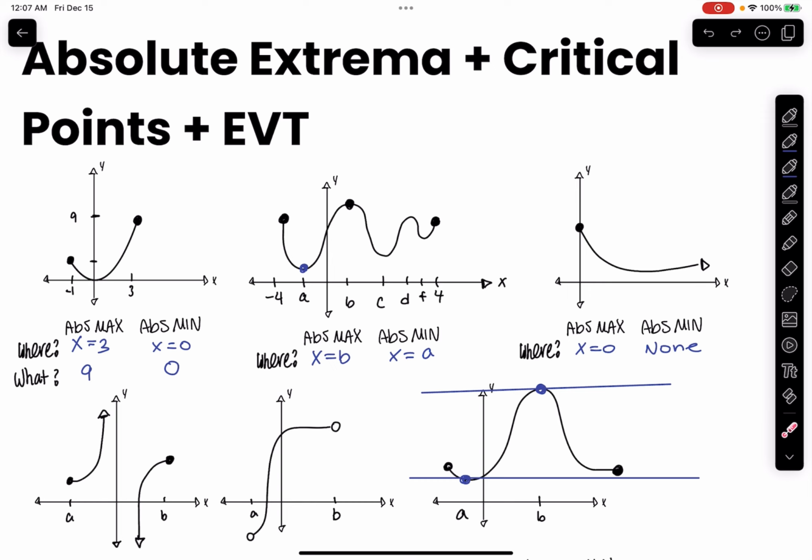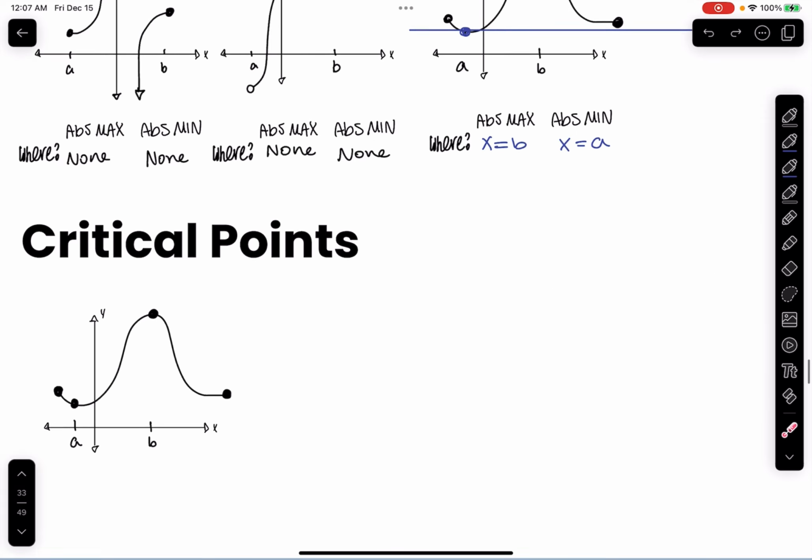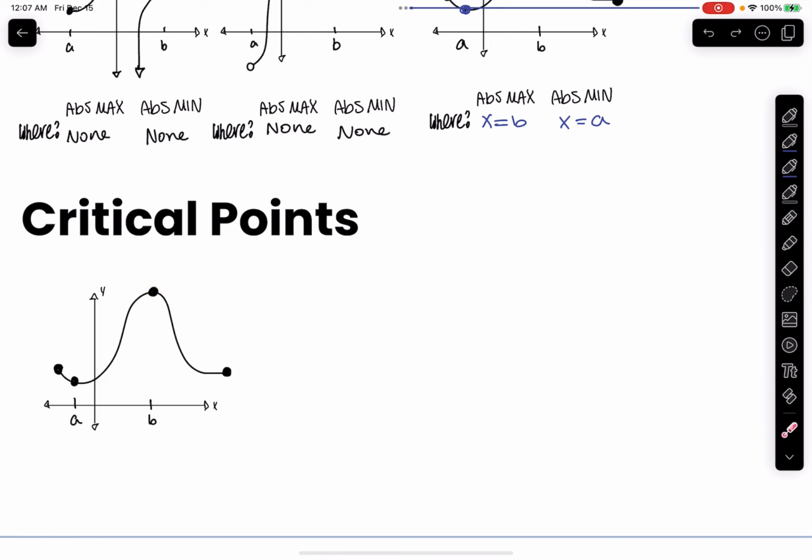So we just got done finding absolute extrema given graphs, but what if we're not given a graph? What if we're given a function instead and we're told to find the absolute max and min? What do we do then? Well, let's go ahead and consider this graph over here of the function f of x.